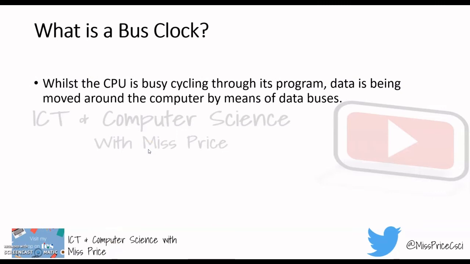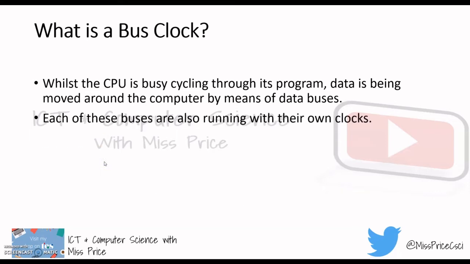Whilst the CPU is busy cycling through its programs, the data needs to be moved around the computer by means of data buses. Now, each of these buses will run with their own clocks, saying this time this should happen, that time that should happen. So, for example, the way we need to look at this is that you all come into school. There's several of you coming to school at once. You all come into school at the same time.